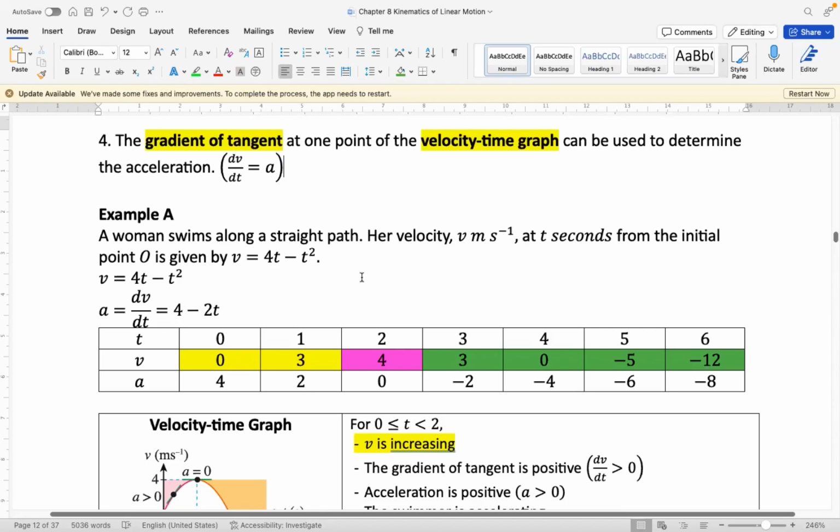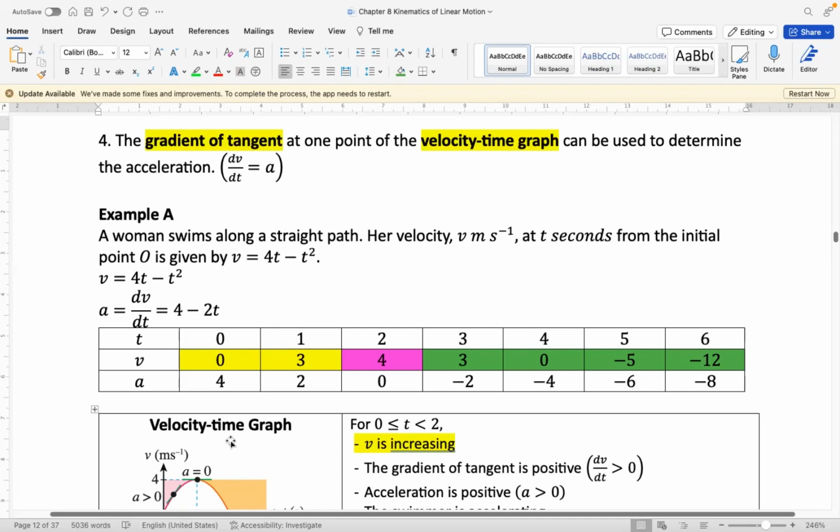Let's check one example. A woman swims along a straight path. Her velocity v meters per second at t seconds from the initial point O is given by v equals 4t minus t squared. Let's say we want to draw a velocity-time graph from t equals 0 until t equals 6. So you can draw a table like this, and we substitute the value of t into the velocity function. When t equals 0, we have v equals 0. When t equals 1, v equals 3.